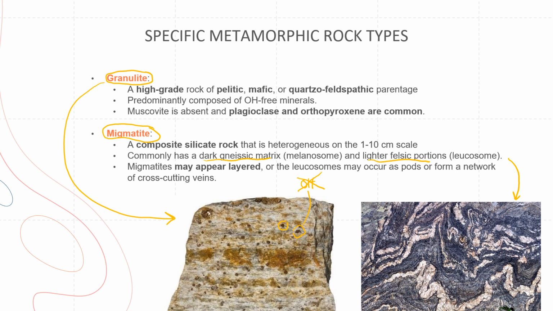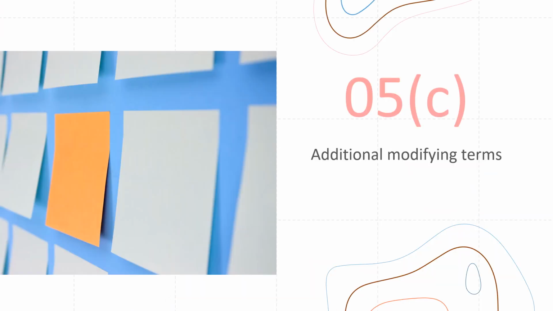So migmatites may appear layered, or the leucosomes may occur as pods, or they can even form a network of cross-cutting veins. So that is what you would call a migmatite. So far in this lecture, we've had a look at how to name foliated rocks, how to name non-foliated rocks, and we've also looked at some specific metamorphic rock types.